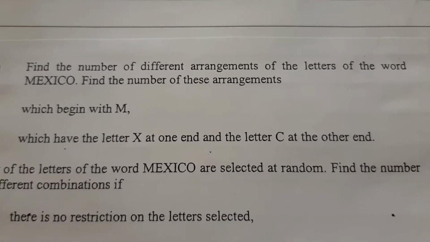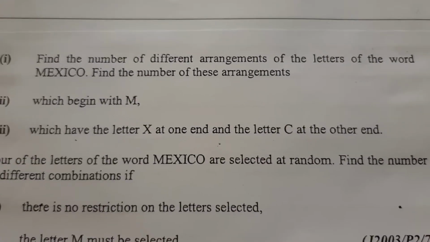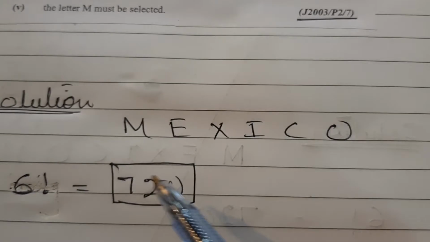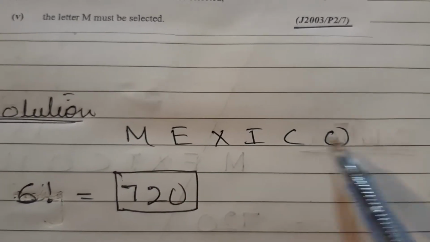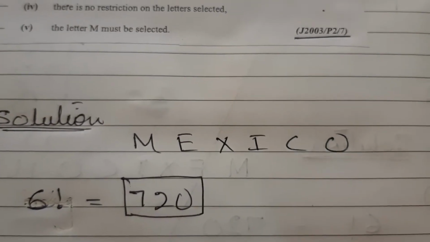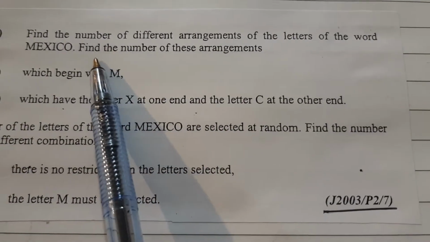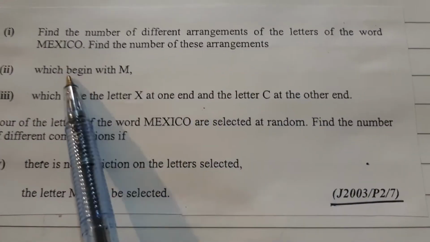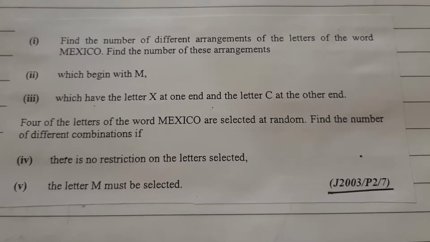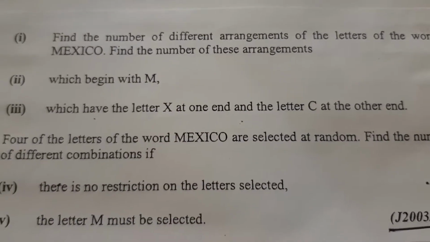6 letters, 6 ways. I mean, 6 dashes basically. So what you can write straight away? 6 factorial. So basically there are 6 dashes and 6 places and 6 letters. So you can write 6 factorial. Okay. Then question is saying find the number of these arrangements which begin with M. So you have to still make an arrangement of all 6 letters, but now it should start or begin with M. So what comes in your mind?